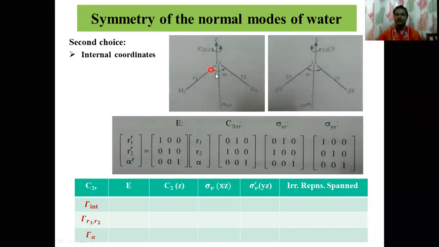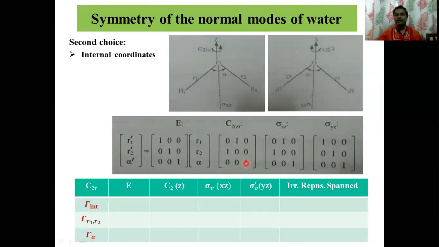Now this alpha and this alpha are actually the same, except that it does not have any direction. We only think about the magnitude, so alpha remains alpha. So this is going to be 1. That is going to be 0, 0, 1. So alpha prime is going to be alpha. That is 0, 0, 1.